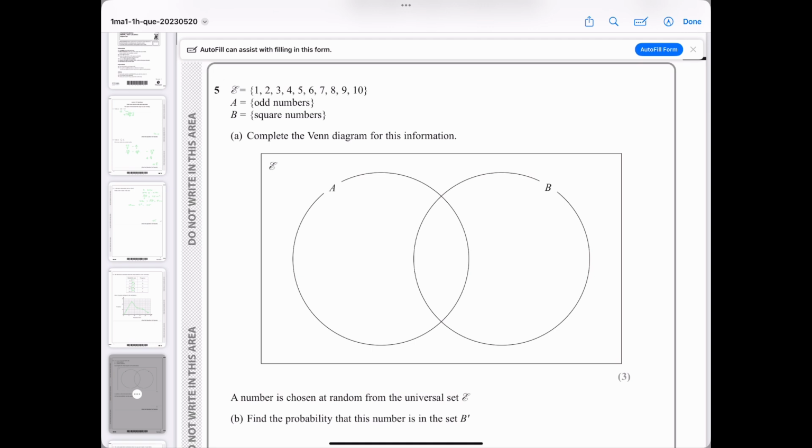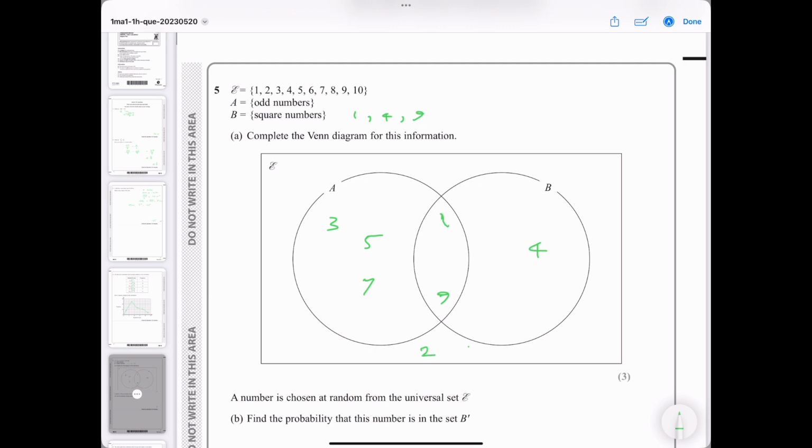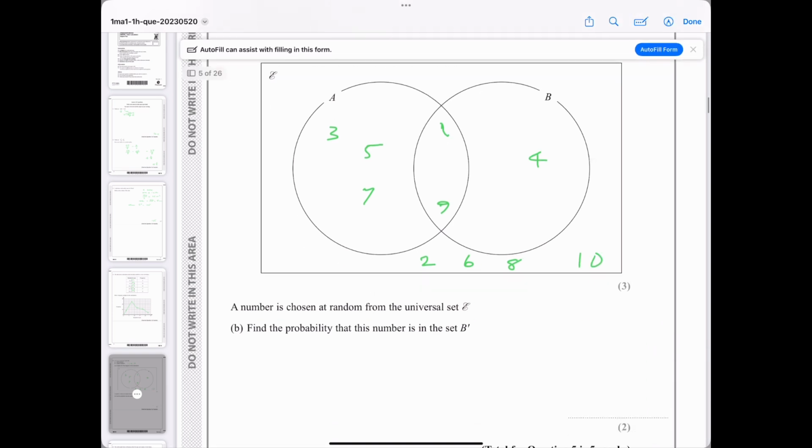Right. Here we have 1 to 10. A is odd numbers, B is square numbers, and complete the Venn diagram for this information. So I'll just write down what the square numbers are. They're 1, 4, and 9. And 1 and 9 will go in the middle because they're also odd numbers. So 1, 9. Then pop your other odd numbers into A. So that's 3, 5, and 7. And then pop 4 in there, and then just go 2, 6 and 8. 1, 2, 3, 4, 5, 6, 7, 8, 9. Okay. Oh, and 10 goes on the outside. Make sure you do that.